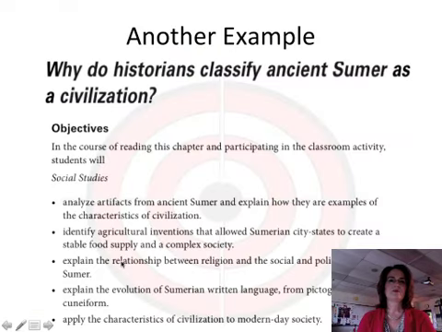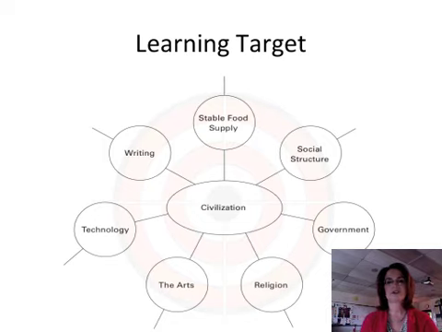Another example, my students were also learning about what happened after they became city-states and what made the civilizations. One of the objectives was for the children to understand that historians classified civilizations with 7 cultural universals. So they had a flow chart like this where the target was that they would be able to give me examples of the ways that these civilizations had social structure, government, religion, and so on.